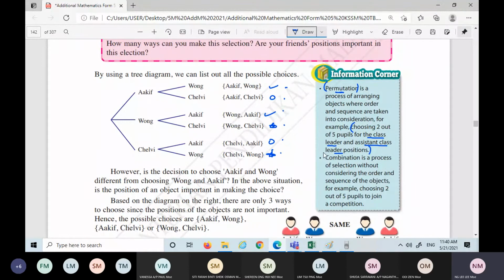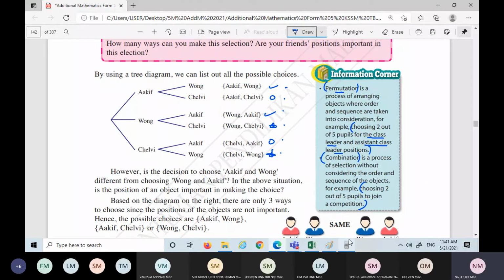How about this? Combination is a process of selection without considering the order and sequence of the objects. For example, choosing 2 out of 5 pupils to join a competition. Here the position or arrangement is not important. Out of the 5 people, you just grab 2 people and join. Like just now, I choose A and B to join the competition. It doesn't matter whether I choose A first or B first. If I choose AB and I choose BA, actually it is the same thing. That is considered one combination only.